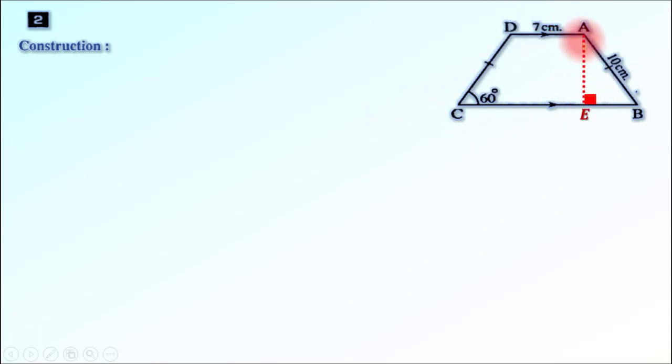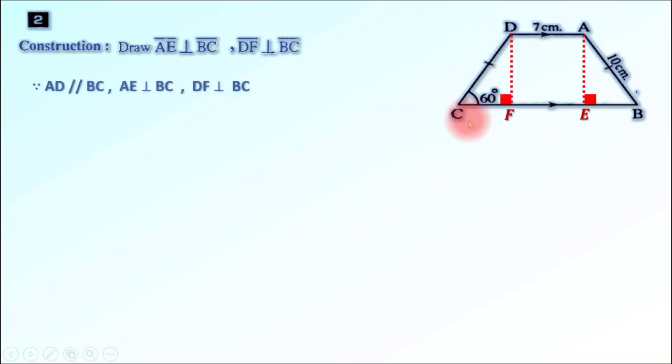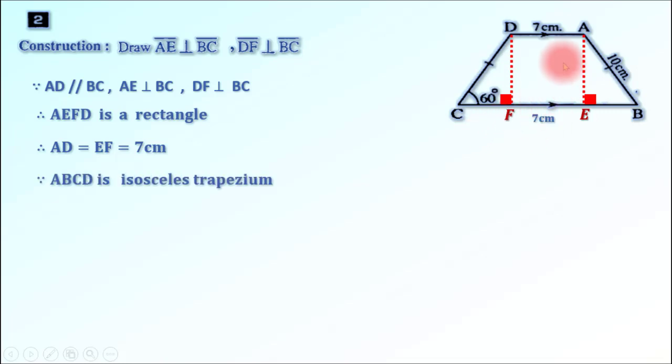First, draw AE perpendicular to BC and DF perpendicular to BC. Since AD is parallel to BC and AE perpendicular to BC and DF also perpendicular to BC, therefore AEFD is a rectangle, and in a rectangle each two opposite sides are equal in length. Therefore AD equals EF, equal 7 centimeter. And since ABCD is an isosceles trapezium, therefore also DC equals the length of AB, equals 10 centimeter.